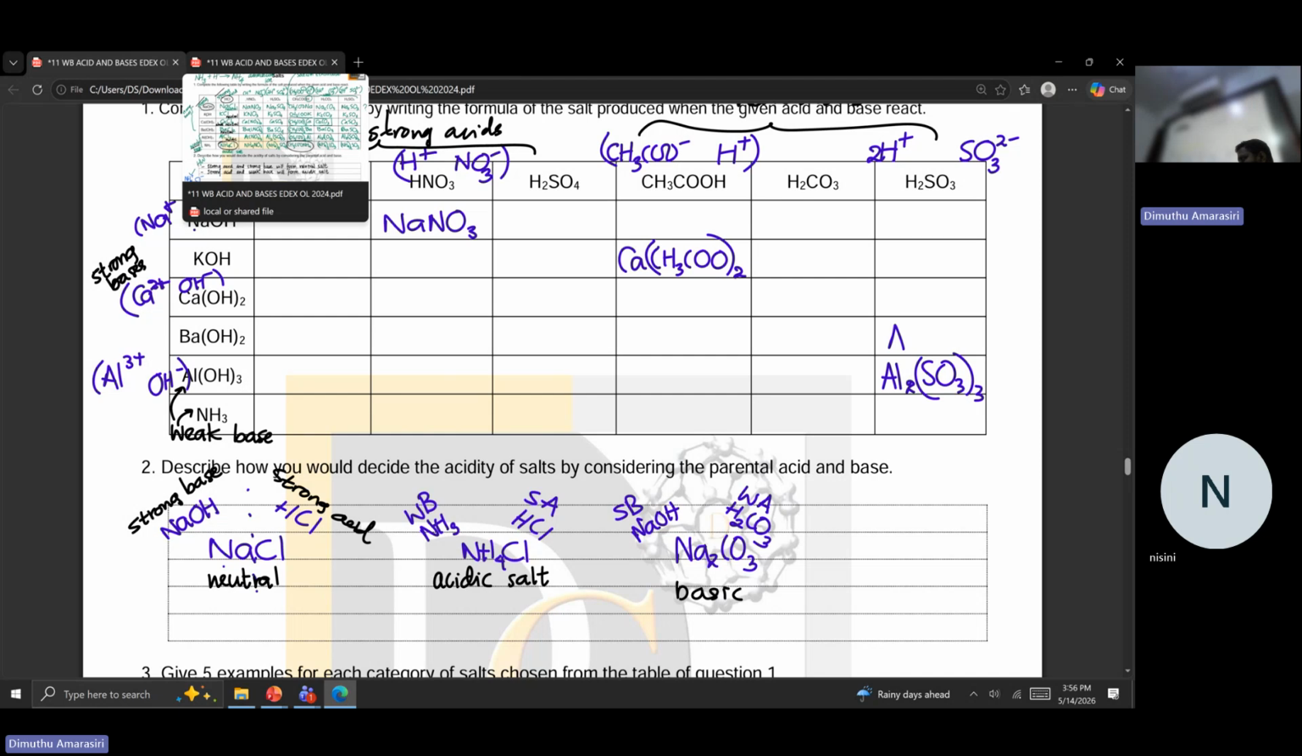Carbonic acid. Is that? Weak acid. Good. Ammonium sulfate. Why? Good. Aluminium sulfate. Basic. Why? Acidic.